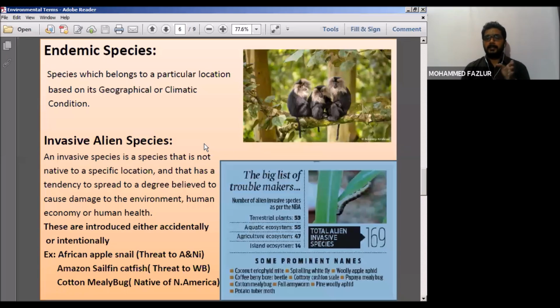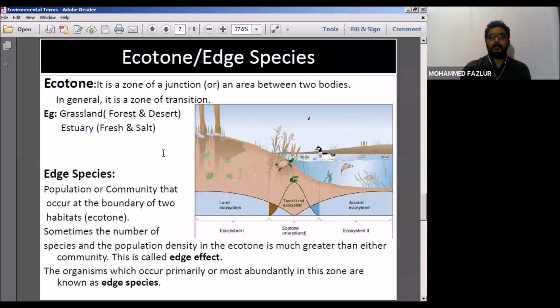I repeat, endemic species means species belonging to a specific location. Invasive alien species means alien, which are not native, but have moved from one location to another location. Now we'll take one more important term, that is edge species.